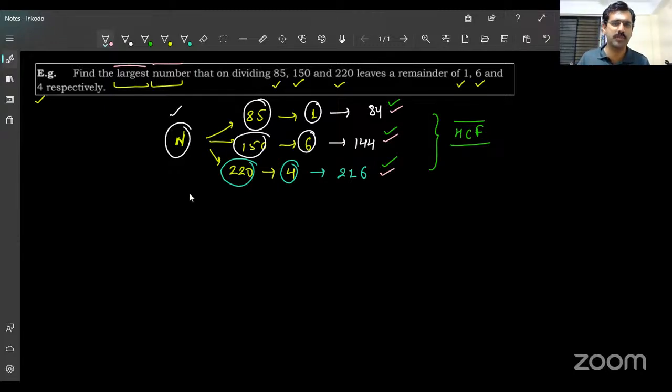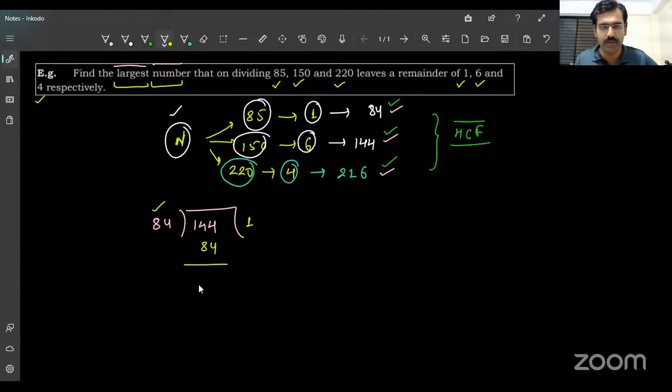Now, what does the long division method say? See, I have 84 and I have 144. So I'll try dividing 144 by 84. Now, what do I get? I very clearly know if I double 84, I'll get 168, which is way more than this. So if I simply take 84 one time only, then I'll get a result. 144 minus 84 is clearly 60. So I'm left with the remainder 60 here.